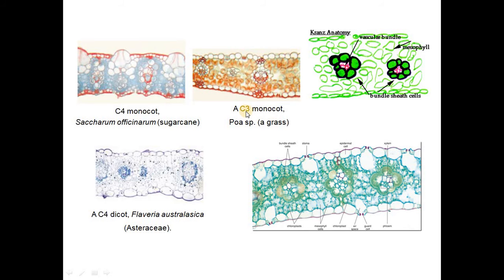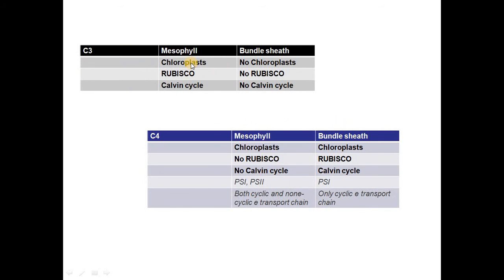Something like that you can see in C3 plants right here. But of course, this is a cross section of the leaf of a C4 dicot. The difference is when we look at what happens where and which organelles are present. For example, in C3 plants, only mesophyll cells have chloroplasts, so they have rubisco, and the Calvin cycle happens there. In bundle sheath cells, since there are no chloroplasts, there is no rubisco and no Calvin cycle.